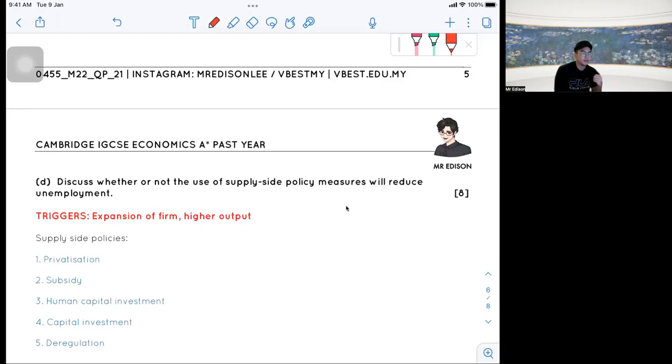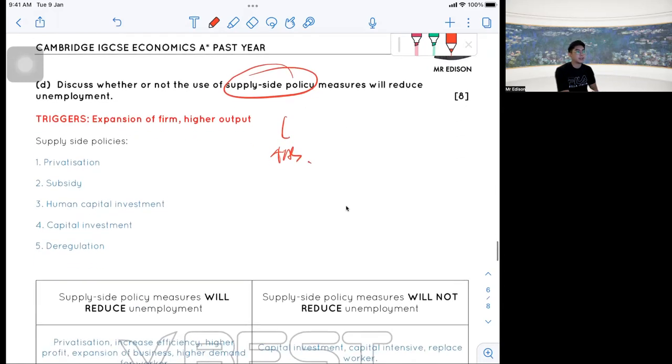Very, very easy. Privatization, subsidy, human capital investment. Human capital investment is basically investing in the people, education and training. Capital investment is technology. Deregulation is lesser control, like lesser tariffs, lesser regulation. The objective of this is to increase competition. Then they will compete, become more efficient, can expand the business, then voila, more people being employed. Okay, so supply side policy is a policy that increases your AS. Bear this in your mind, and let's look at it.